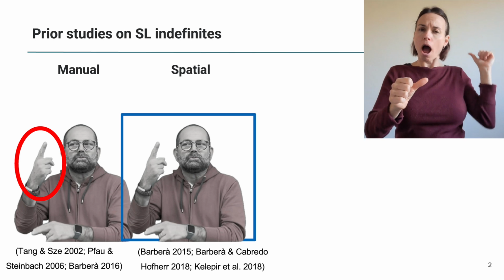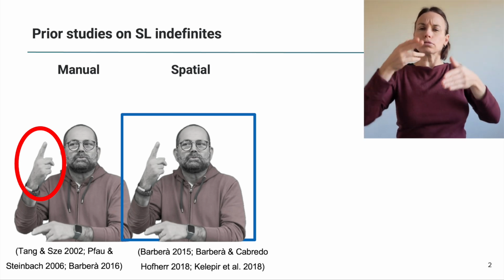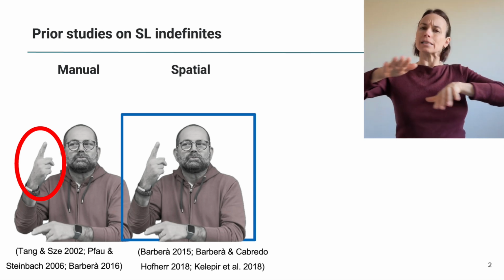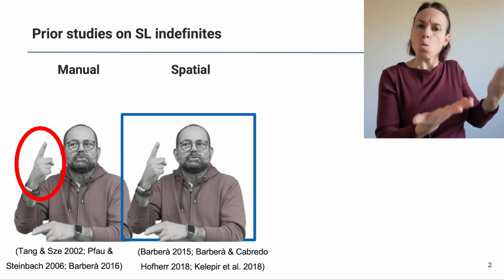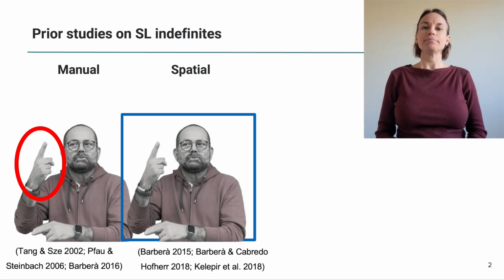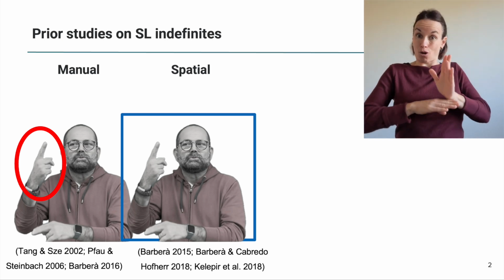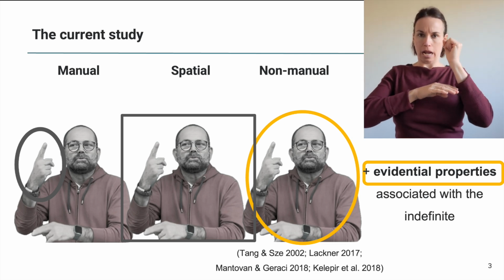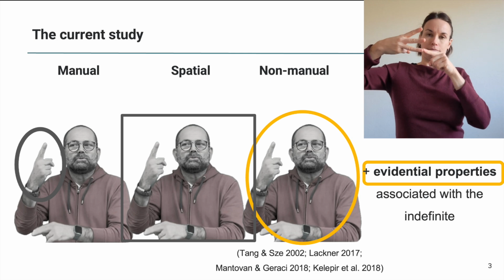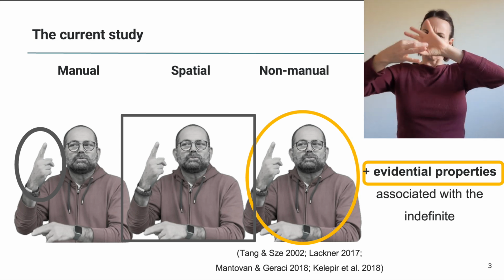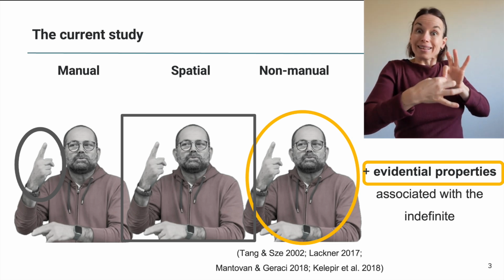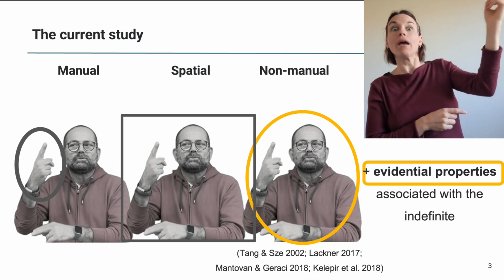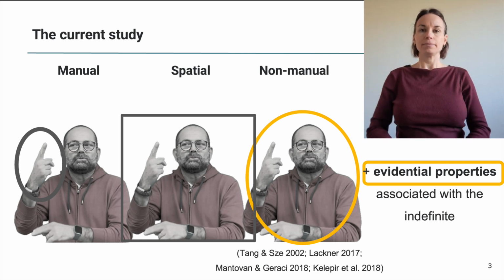Indefinite expressions in sign languages have been analyzed, focusing mainly on the manual and the spatial components of such expressions, that is, on the manual sign selected and on the location in which the sign is articulated within the signing space. Now, in the current study, we integrate the non-manual component into the analysis of indefinite expressions in Catalan Sign Language, and we investigate the combinations of those three components, manual, spatial, and non-manual, in connection with the evidential properties associated with the indefinite.